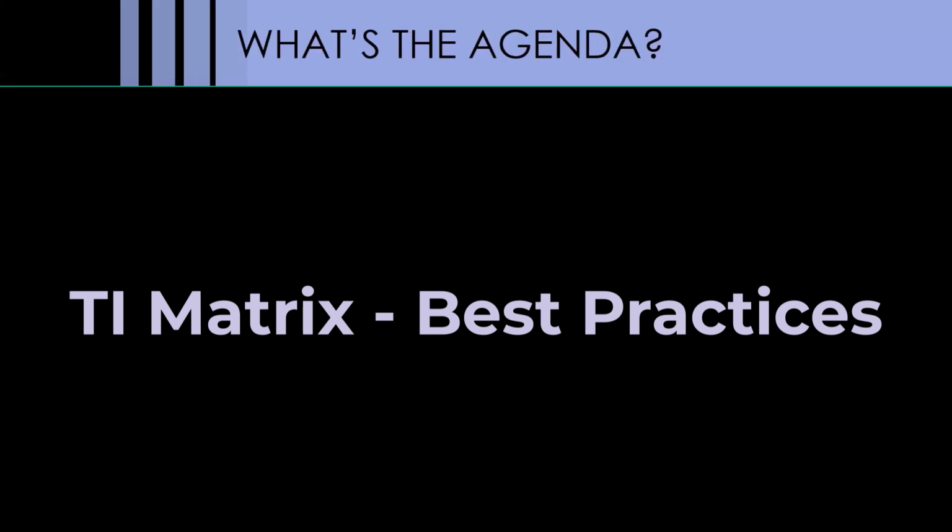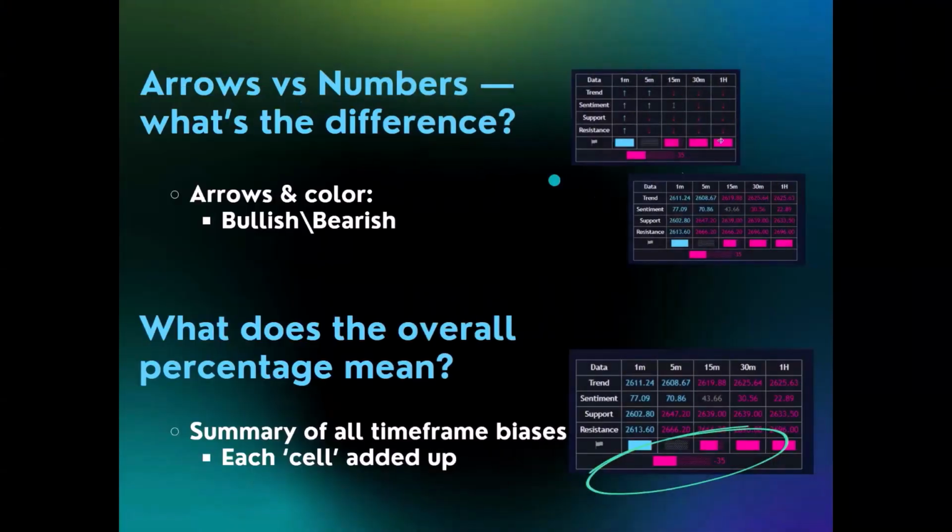TI matrix. In TI matrix, there's basically two different possible visual modes. One, which is arrows. This is a setting inside the indicator where you'll just see these up or down or neutral arrows like this one right here for each of the different cells. And by cells, I'm talking about the little squares, little rectangles inside the matrix.